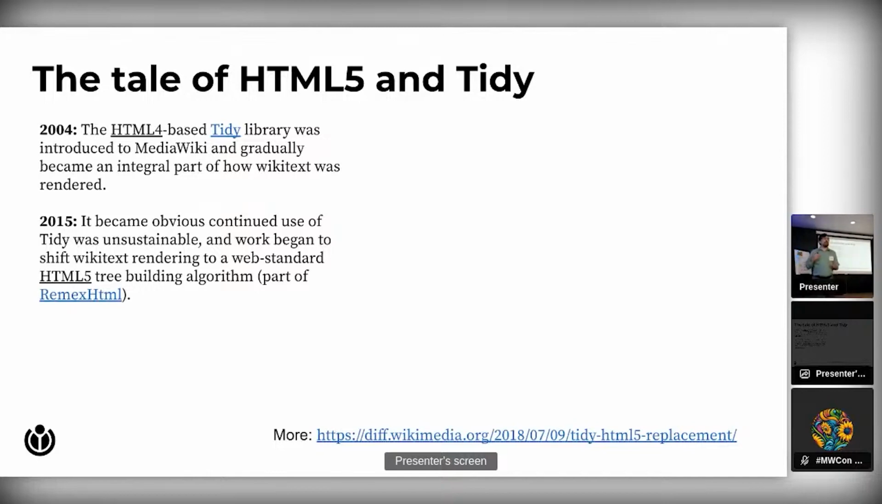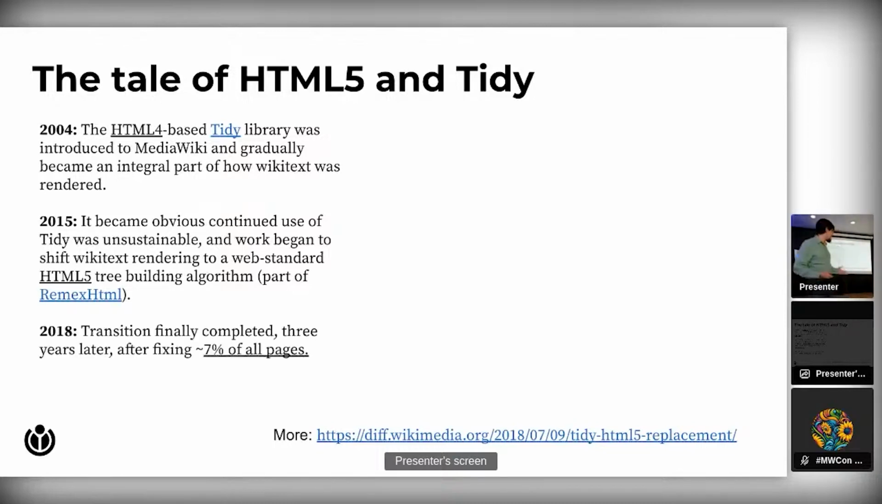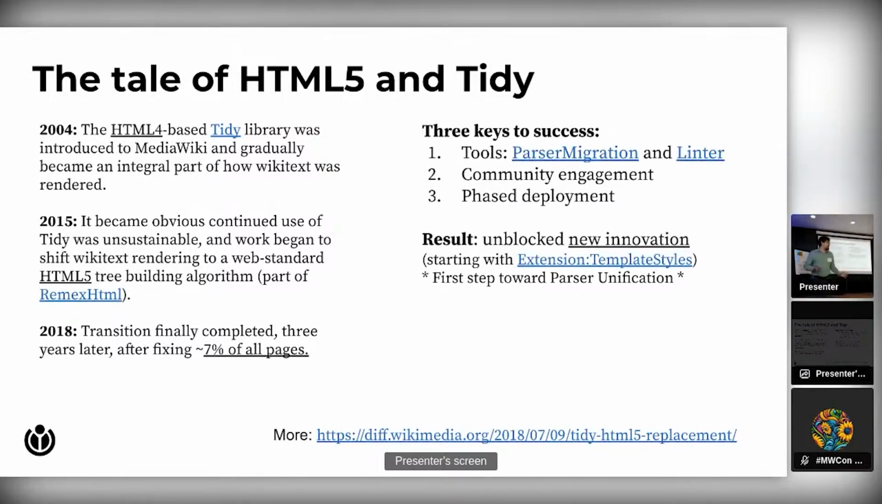We found out that about 93% of the pages were unaffected by the shift to HTML4 or 5. But that's still 7% of all pages on all WMF wikis, a huge number of pages which needed to be fixed up somehow. And this process took 3 years, more or less. It was not a short fix. So how did we manage it?